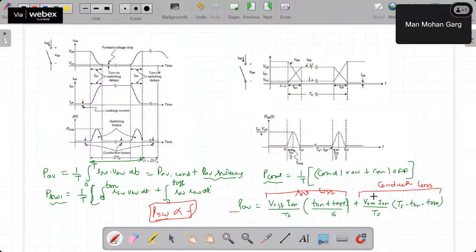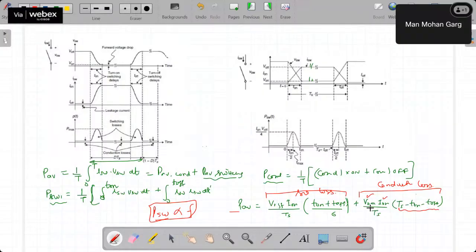And this conduction loss will depend basically on V on and I on, and they are almost independent of the switching frequency. Why? You can see (Ts minus T on, T off) upon Ts. If T on and T off are very less in comparison to Ts, then Ts divided by Ts will cancel out. So this conduction loss will practically not depend upon the switching frequency, it will depend upon the voltage and currents only, V on, I on only. So this is how we have to take care of the switching losses.